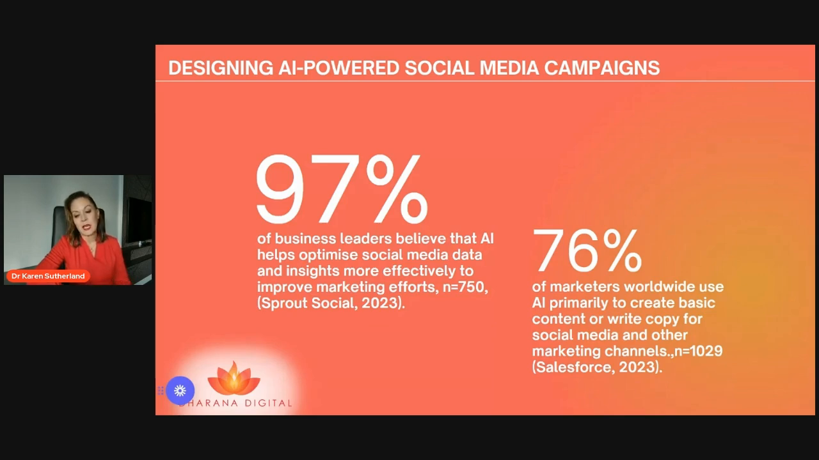The other study was by Salesforce, and that's a very well-used CRM. And their study was of 1,029 people, and they found that 70% of those marketers use AI mainly to create basic content or write copy for their marketing channels. And I have to say, the research I've been doing for my AI book, where I surveyed 400, it's not 1,000, but 400, it's very much the case. People are using it quite a lot to help them write copy, which we are going to have a look at as part of this webinar too.